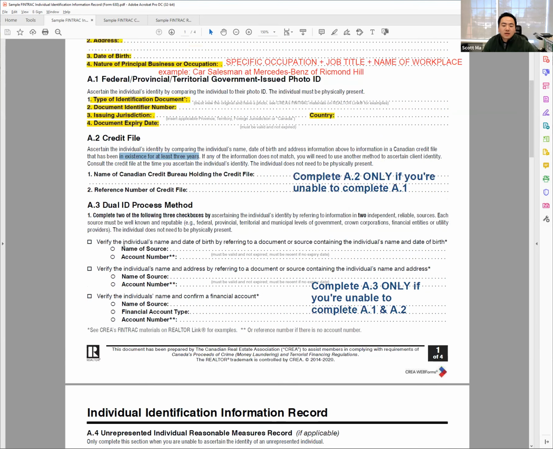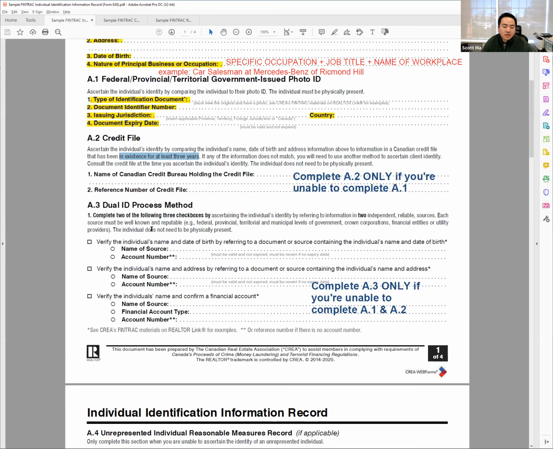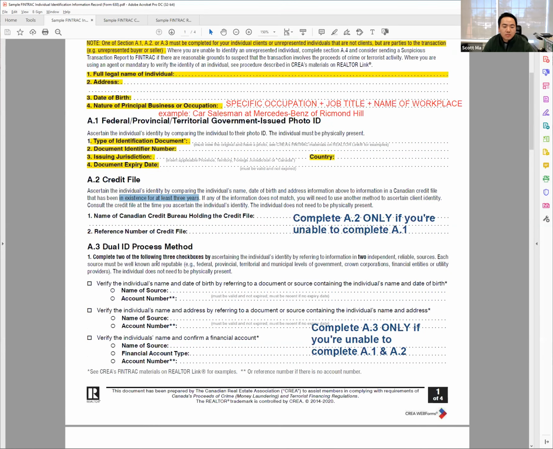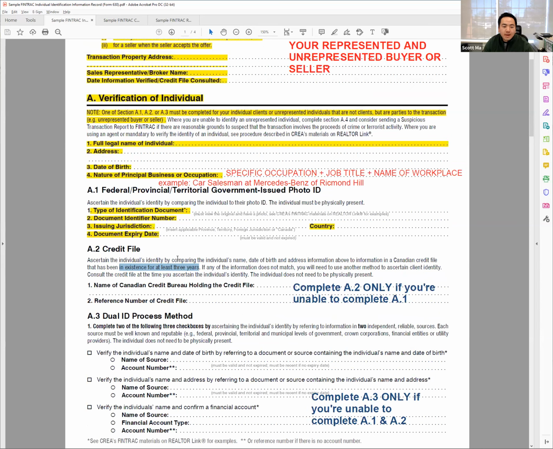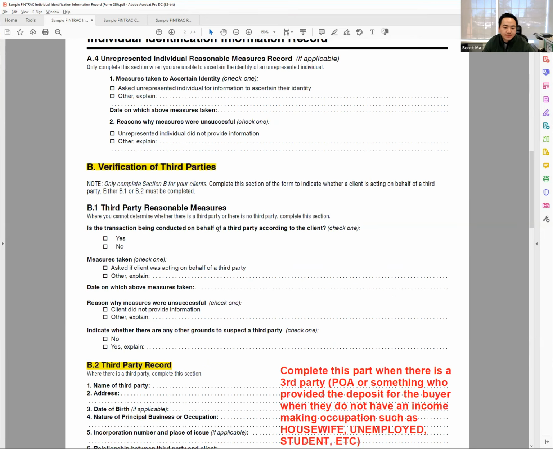And if you can't fill out A2, then the only section you can fill out is A3. A3 is the dual ID method. I won't go into it too much. You can talk to any of the managers for more details about this, but it's an additional step. You need at least 2 IDs to verify the individual's identity. It's a bit more complicated. I think the easiest way is to get the valid government issued ID, fill this info in, and then you will move on to section B.